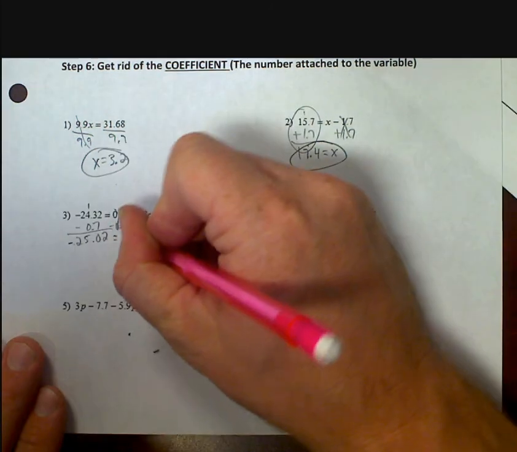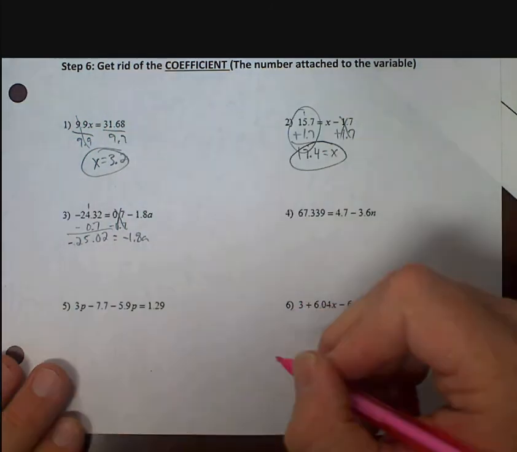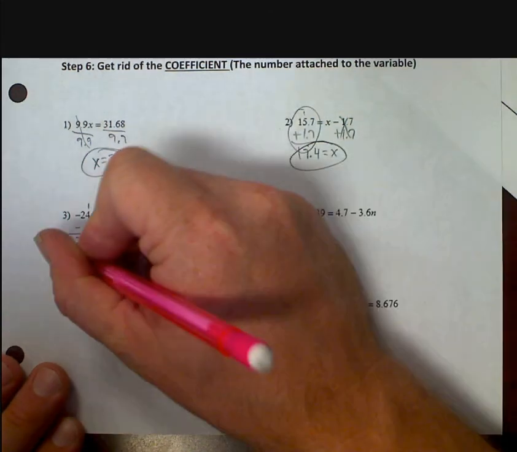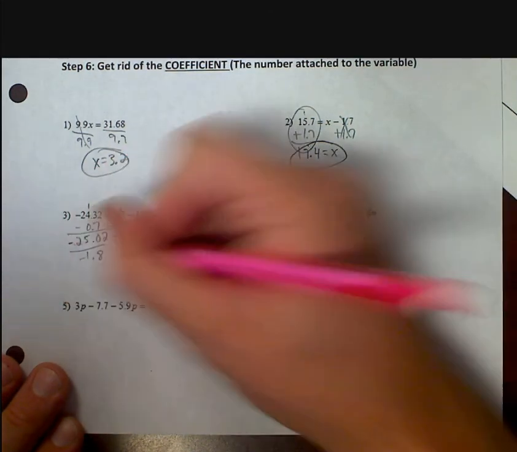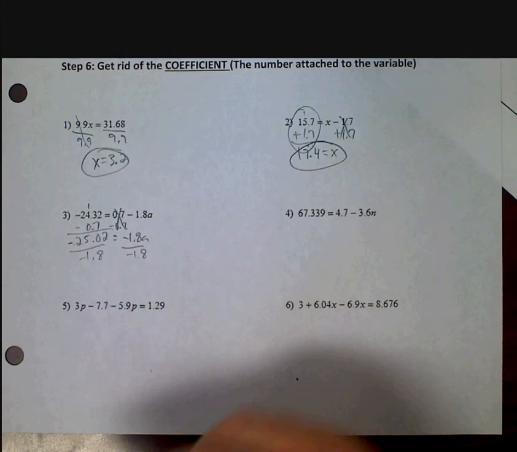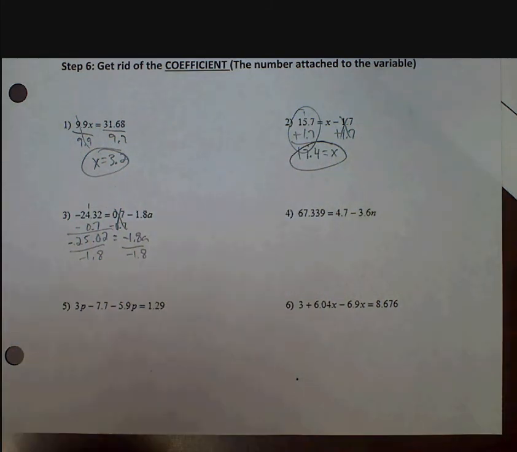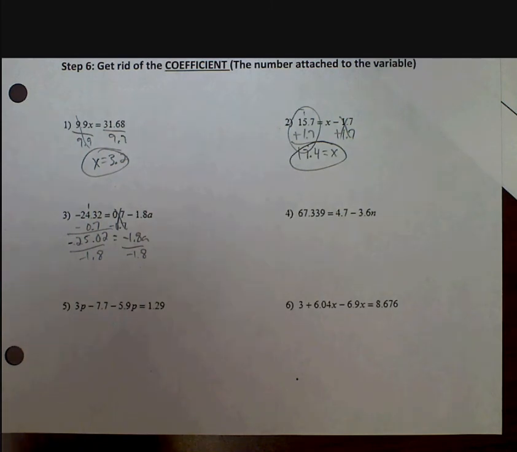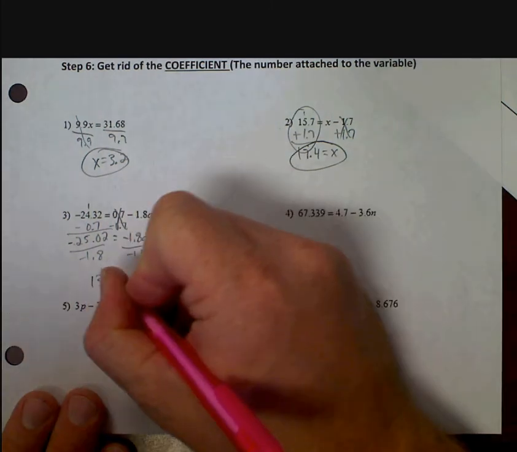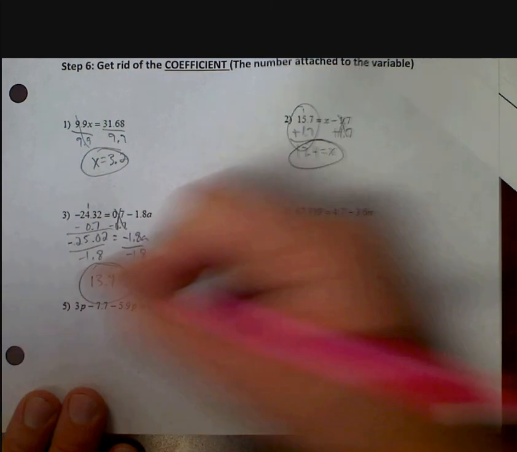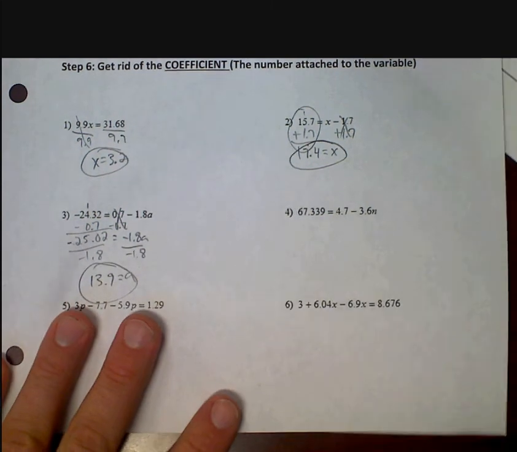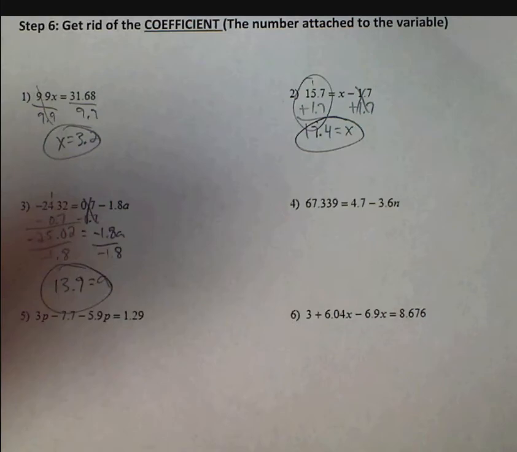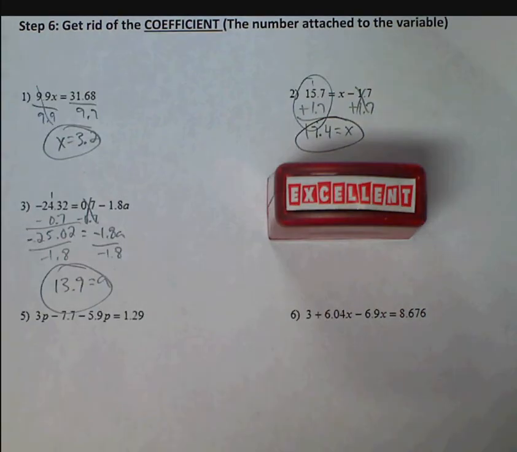equals negative 1.8a. Divide by negative 1.8, divide by negative 1.8. I have two negative signs, so I know my answer is going to be positive. 25.02 divided by 1.8. I get 13.9 equals a. On number 4, go ahead and pause the video and try number 4.